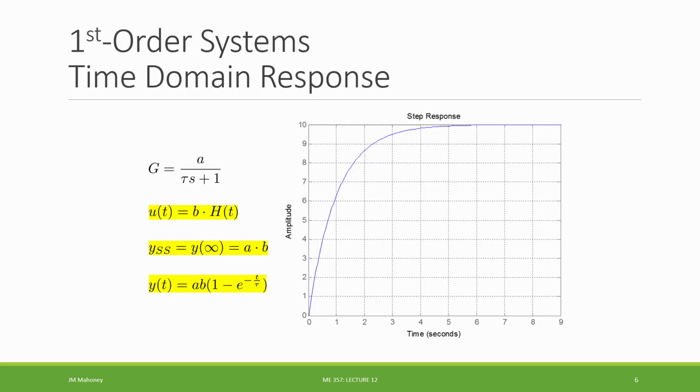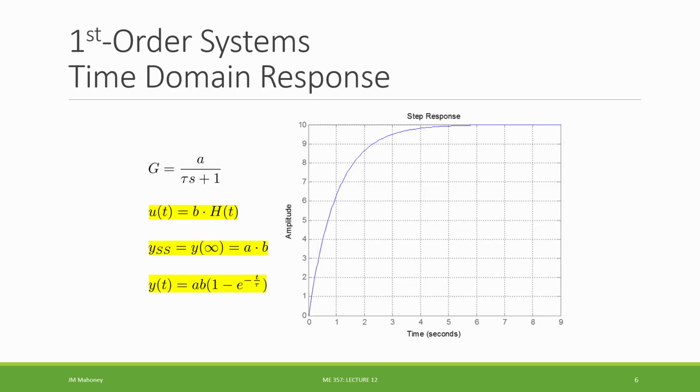So our input, I'll call it here u of t, is going to be b times h of t, b times that Heaviside function. So things we know about the system: the steady state value of our system, or the value of y, I'll call our output here, as time goes to infinity, is going to be, here I'm writing it as a times b. So b, again, the amplitude of our input, and then a, the numerator, that constant in our fraction when we have our transfer function in its standard form.